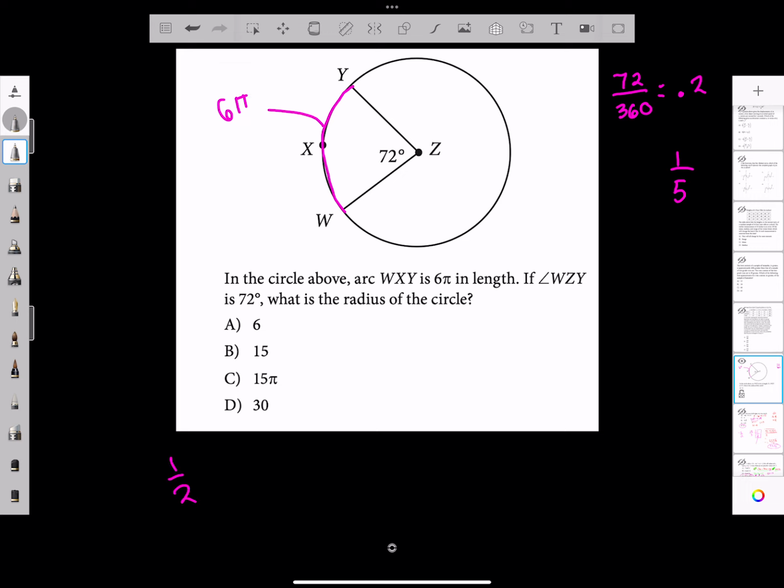So you can write 1/5, why am I screwing that up? 1/5 of the circumference equals 6 pi. Or if you figure, okay, 1/5 of the circumference, just multiply that by 5, and you know the circumference is 30 pi. Either way, you'll get the circumference is 30 pi.